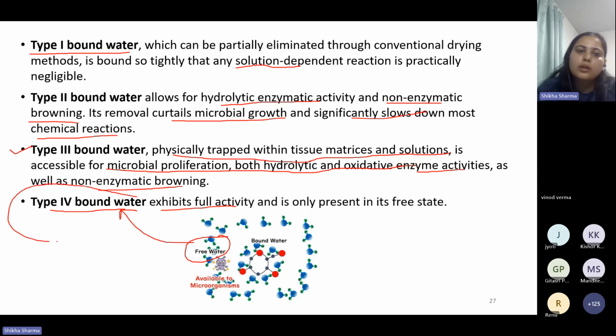The type 4 is a free one, in the free state, so it will be removed. Even we can remove type 1 bound water through the drying processes, but only partially.